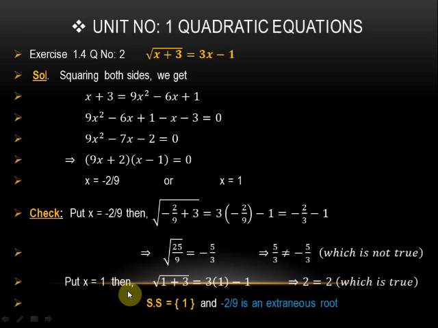Now put x is equals to 1, then under root 1 plus 3 is equals to 3 into 1 minus 1. 3 plus 1 and taking square root, we will get 2. 3 ones are 3 minus 1 is equals to 2. Now 2 is equals to 2, which is true. So the solution set is 1, and minus 2 by 9 is an extraneous root.